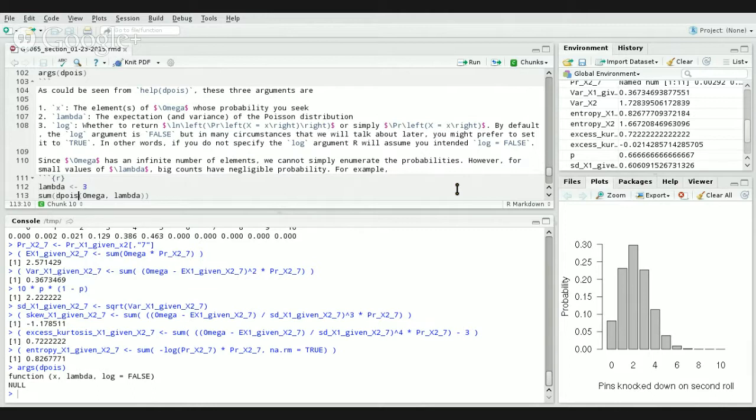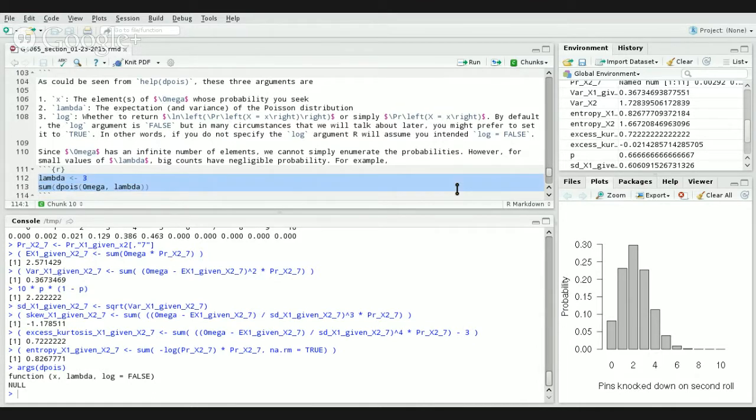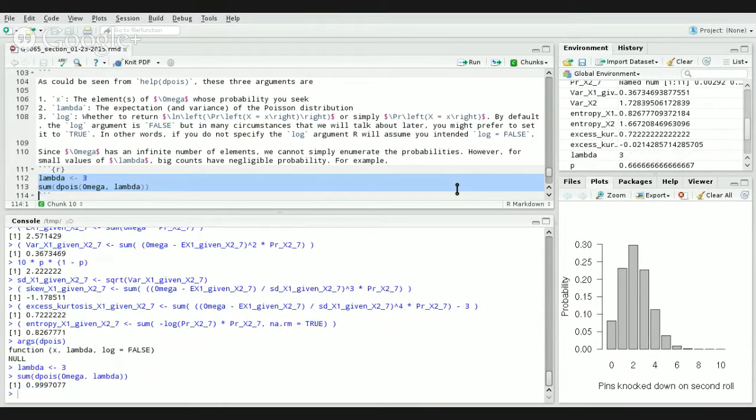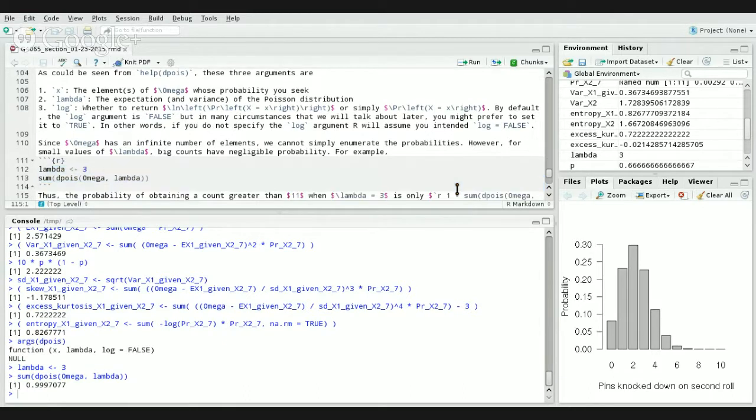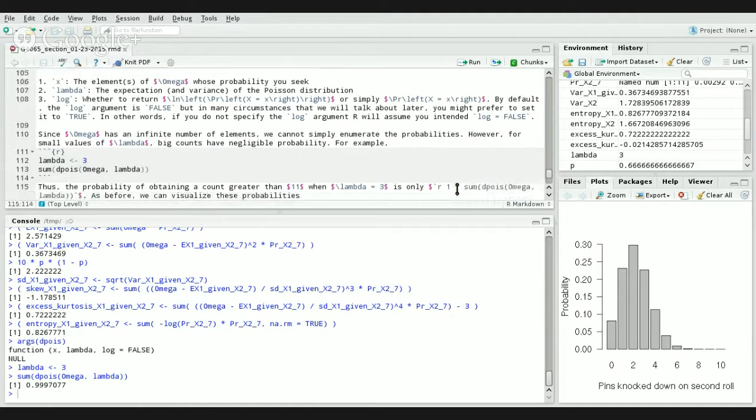So if I just use the same finite number of elements that I had before, 0 through 11, and calculate the sum of those probabilities under a Poisson distribution, we see that those 11 elements of the sample space constitute 0.9997 probability that one of them occurs. And so the probability of getting any number greater than 11 under this data generating process would be 1 minus that number. And that is spread out over all the integers 12, 13, 14, up to infinity.